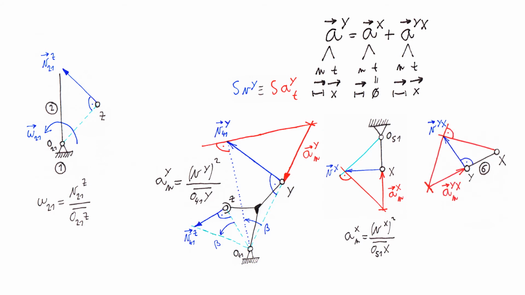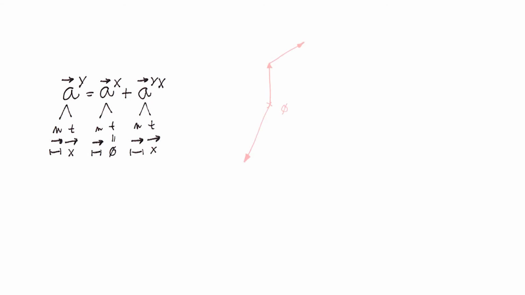And for the rotation of y around x, again, we can calculate the normal component as velocity squared divided by the distance. And for the tangent component, we know the direction. So all we have to do now is to solve the actual equation. We will put all the vectors that we know completely in there, and then the directions of the vectors for which we do not know the magnitudes. That would be AYX tangent and AY tangent. So we will put them together to get a solution.